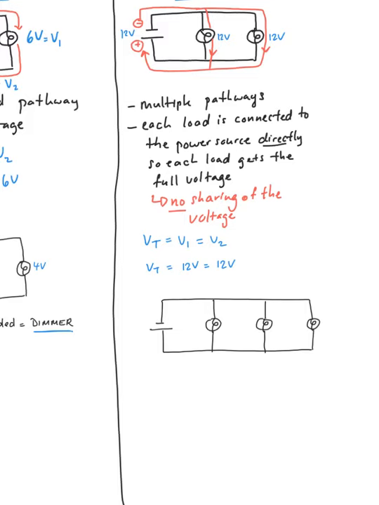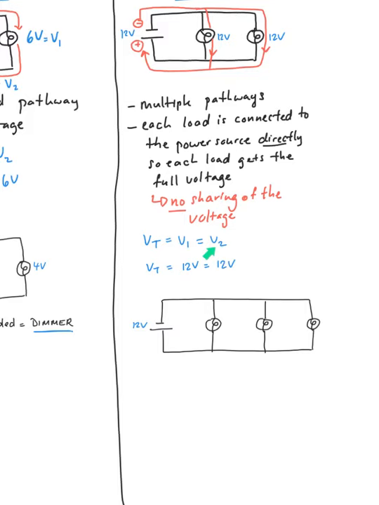Now we're adding, in the parallel circuit, we've added a third light bulb. So here we started off with our 12 volts, but this guy has its own pathway, so it's going to have full 12 volts. This guy has its own pathway, so it's got full 12 volts. And then the third light bulb has its own pathway, so it's going to get the full 12 volts as well. There's no sharing.